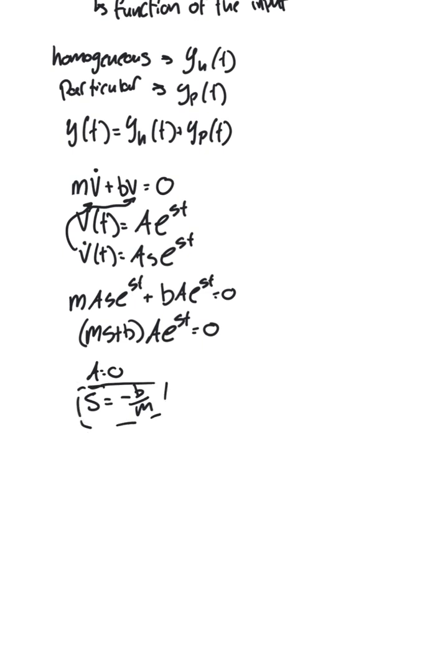So using s is equal to b over m, our homogeneous solution, I should actually say it's v here. I know I used y earlier, but now we're solving specifically for v. The homogeneous solution is going to be a e to the minus b over m times t. Great. We'll solve for a given that we have an initial condition. An initial condition is going to be required to solve for that coefficient.